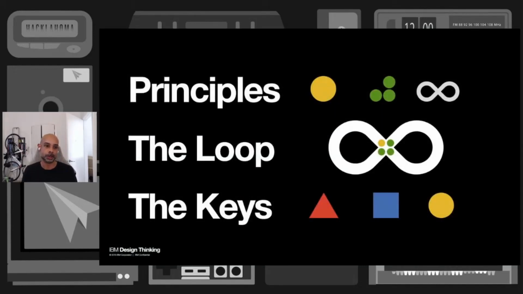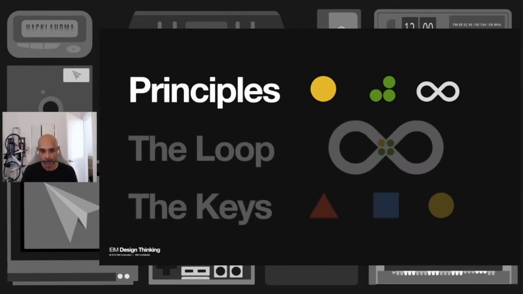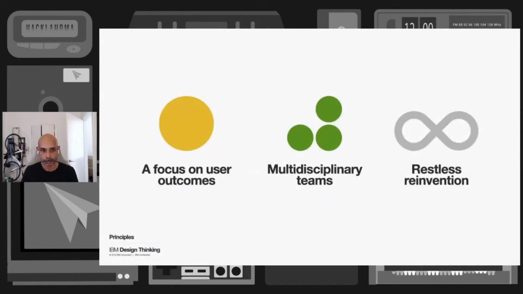Now, there are three major parts here. There's what we call the principles, which are a frame to see problems and solutions from a new point of view. The loop, which is a behavioral model to understand our users' needs and deliver those outcomes continuously. And the keys, which are tools and techniques to deliver at speed and scale. So let's take the principles first. These are almost prerequisites for design thinking. They should frame the way you see problems. They are a focus on user outcomes, having multidisciplinary teams, and restless reinvention.